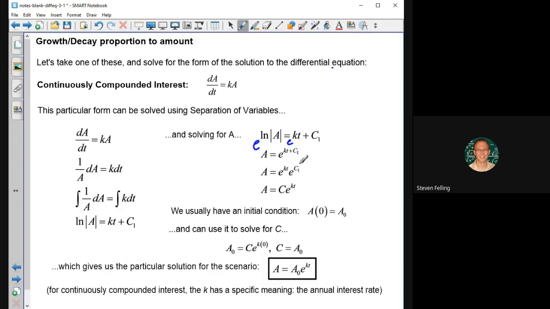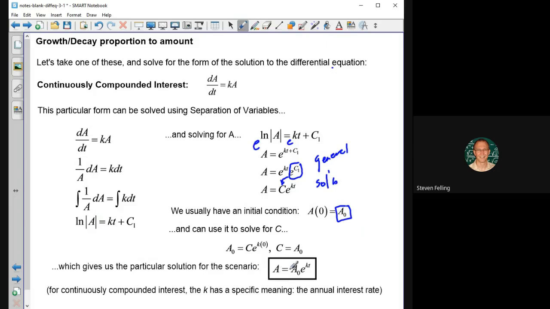And then that just itself is a new constant. So I'm just going to call that C. So the amount is equal to a constant times e to the kt. This is the solution. And this is the general solution, right? But if I have an initial condition, like when time is 0, the amount is some value that we call A sub 0 for the initial amount. If you plug that amount in for the A and 0 for the time, you'll get that this constant is indeed the initial amount. So that gives us a particular solution for the scenario.